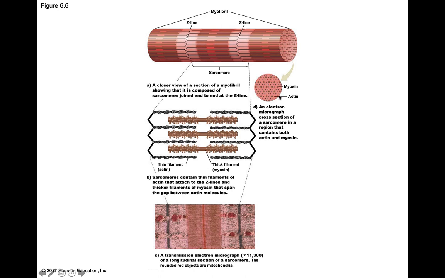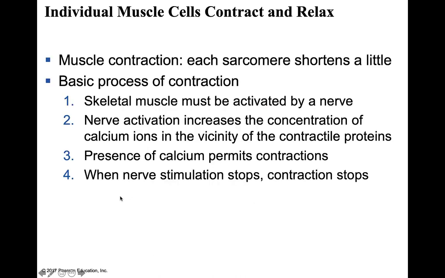Here we can look at a different view. This is a cross section of a sarcomere, and we can see the arrangements of the thick versus the thin filament. And here we're also looking at a sarcomere. So here are the Z lines, and the gap from here to here is the actual sarcomere. Now, when we look at what's happening with the sarcomere, this is an important thing to keep in mind. Each sarcomere will shorten a little bit. That's the actual process of contraction.